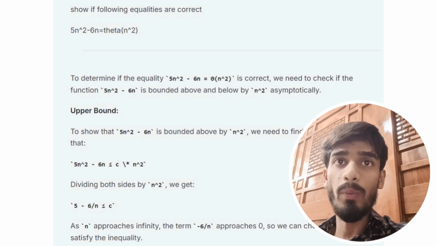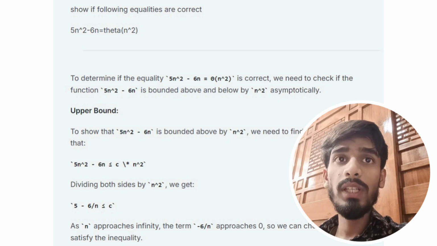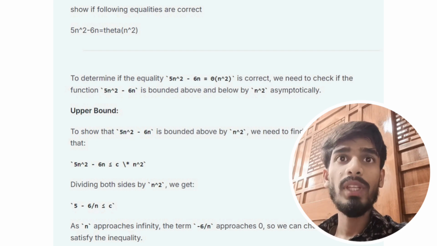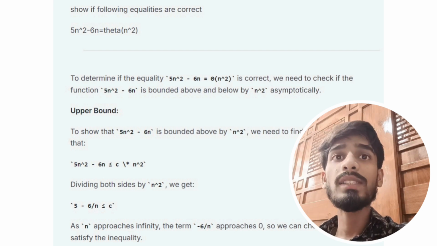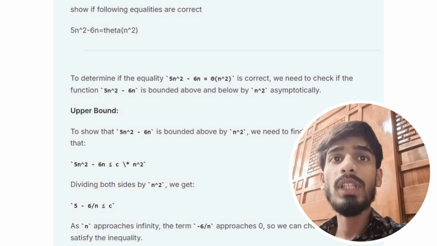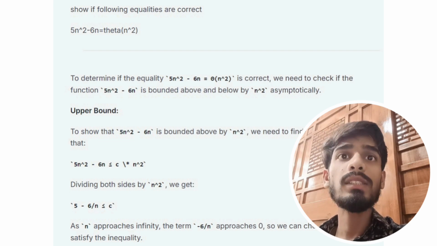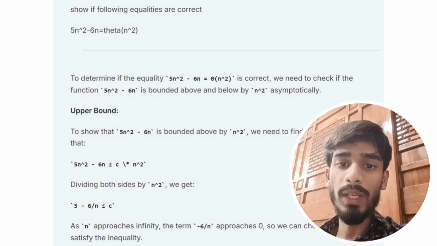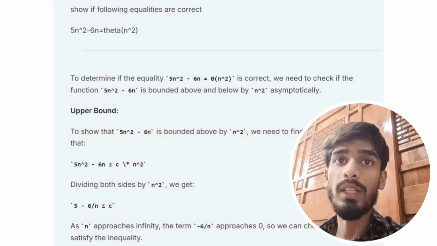First, we are going to see upper bound. To show that 5n square minus 6n is bound above by n square, we need to find a constant c such that 5n square minus 6n is less than or equal to c into n square. Dividing both sides by n square, we get 5 minus 6 by n is less than or equal to c. As n approaches infinity, the term minus 6 by n approaches 0. So we can choose c is equal to 5 to satisfy the inequality.